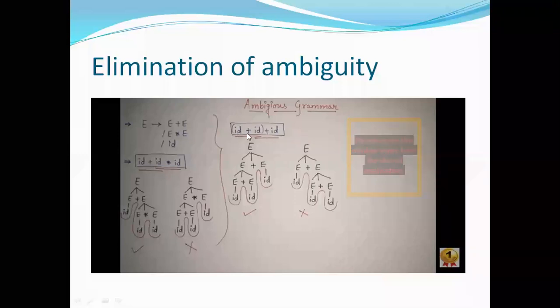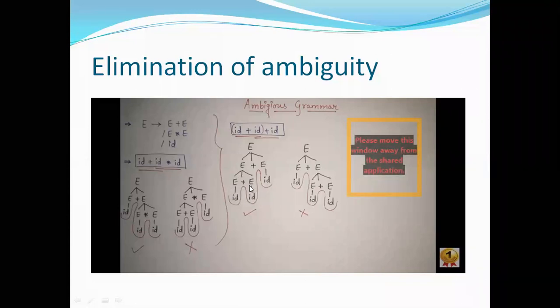So here is another string, that is id plus id plus id. From left to right we have id plus id. Since we are going left to right, and the precedences are two pluses, we evaluate from left to right. So which one is correct? First id is added with second id and then that third id is added to these results. So this one is correct.